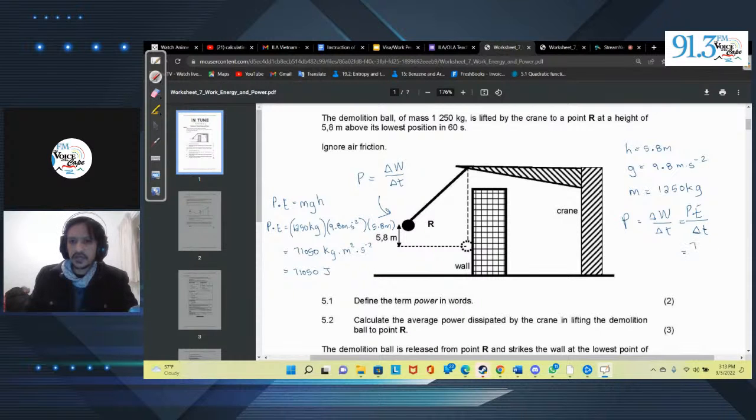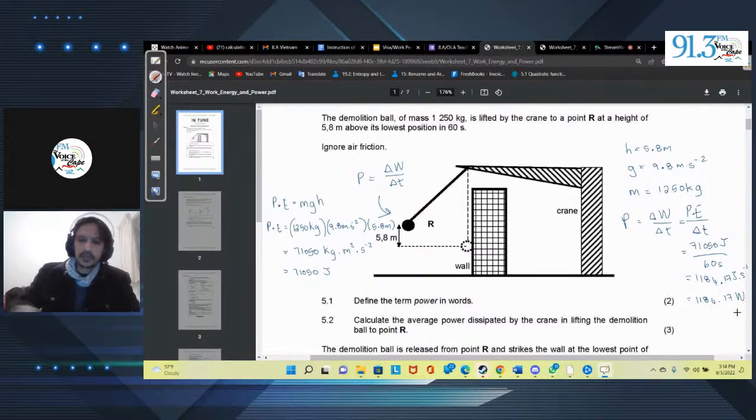So this is going to give us an answer of 71,050 joules. Our change in time was 60 seconds. And this will give us an answer, divided by 60, of 1,184.17 joules per second. And joules per second is the same as watt. It's watts, right?